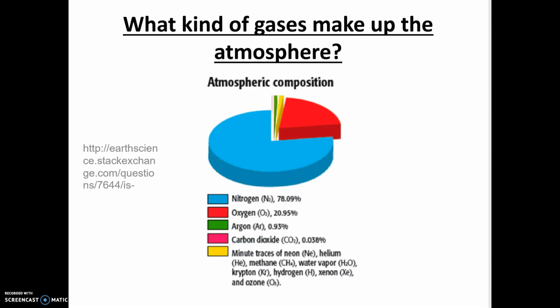Now let's talk about what kind of gases make up the atmosphere. As you can see in this diagram, 78% of the atmosphere is actually nitrogen. 20% is oxygen, which we breathe in. A very small percentage, 0.93%, is argon. A very small percentage is also carbon dioxide. And we also have very, very small traces of the following gases. We have neon, helium, methane, water vapor, krypton, hydrogen, xenon, and ozone.